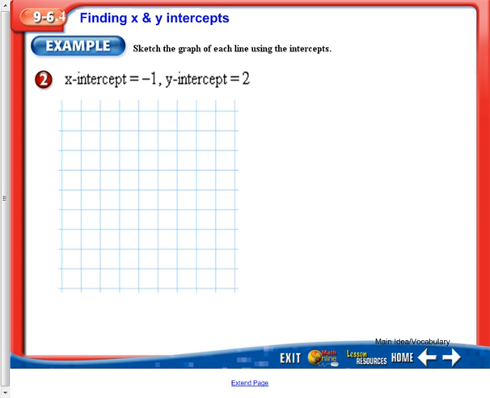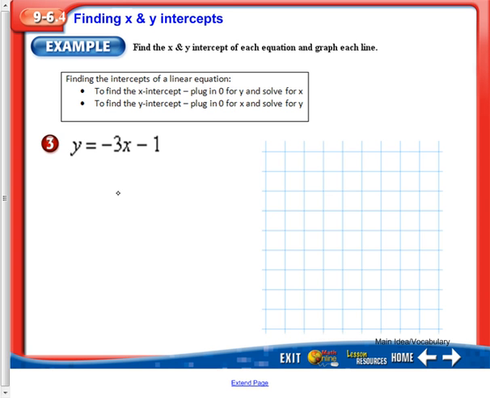So again, let's go ahead and make a coordinate plane. And now let's graph. Our x-intercept is -1, so this again is the x-axis. The y-intercept is +2, and now we have 2 points, so we can go ahead and graph our line. And now we're done. That's all we're asked to do for this type of problem.